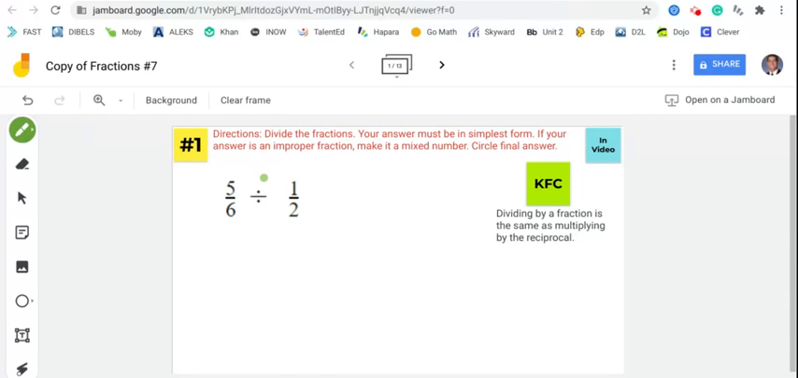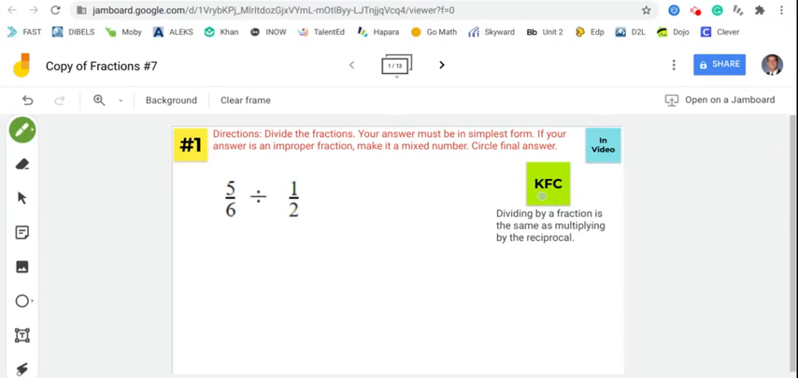So in this Jamboard, we're working on dividing fractions. We want our answer to be in simplest form, and if our answer is an improper fraction, then I want you to make it a mixed number, and then be sure to circle your final answer. So in this Jamboard, there are 12 total problems, and I will do the first 3 in the video. So in number 1, we have the fraction 5/6 divided by 1/2.